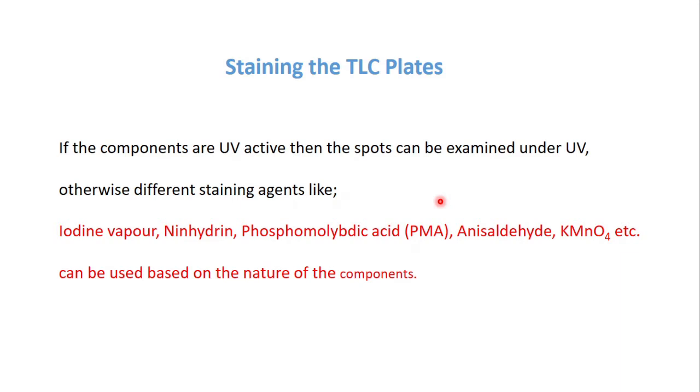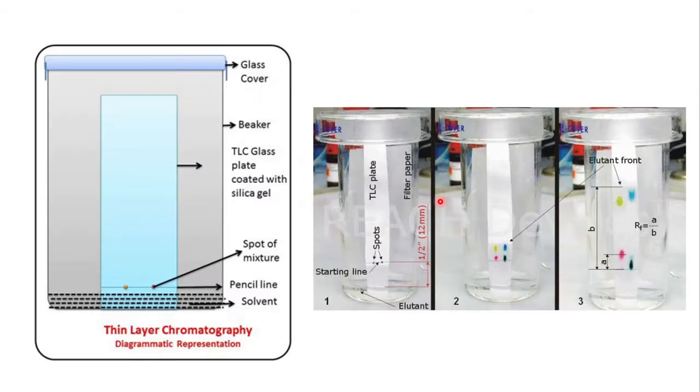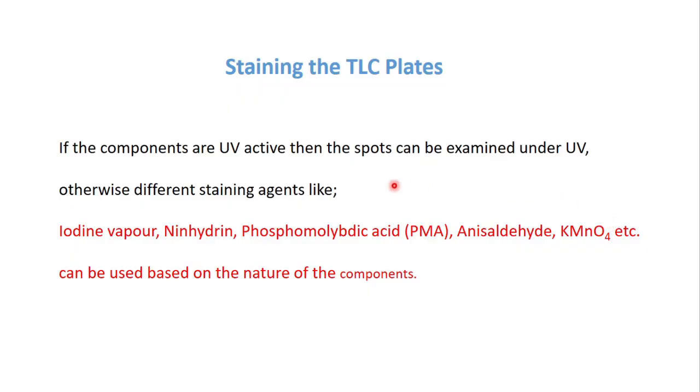Staining the TLC plates then comes. This is very important because one thing you can use is a UV chamber for identifying these spots. Otherwise, there are various staining agents available like iodine vapor, ninhydrin, phosphomolybdic acid, anisaldehyde, KMnO4. These can all be used for staining different components because not all components are UV active. Not all of them are seen under UV light. That's why you have to use different staining agents. You can watch this video for better understanding.